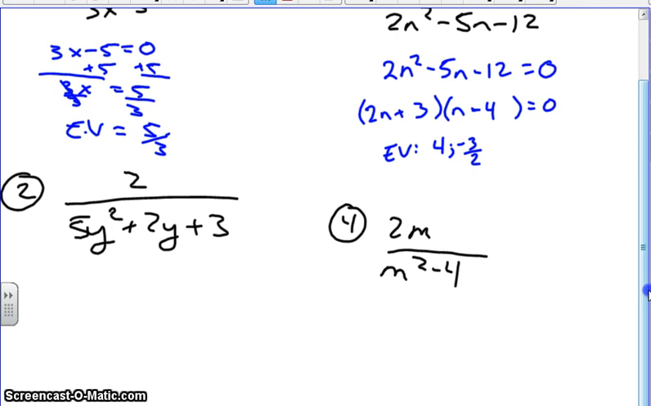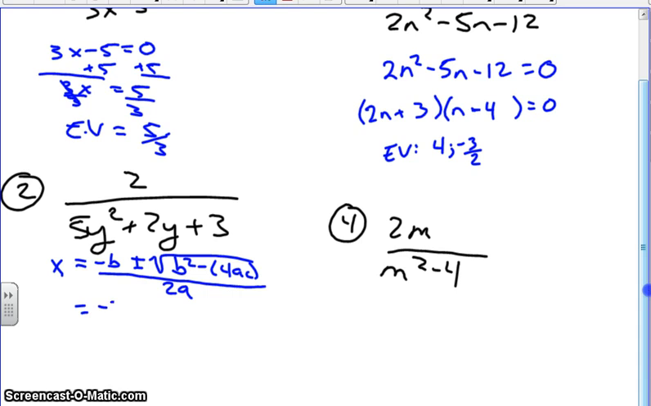Ready? x equals negative b plus or minus the square root of b squared minus 4ac, over 2a. Okay, so when we fill it in, what is negative b in this case? Negative 2. Negative 2 plus or minus the square root of 2 squared, which is 4, minus 4 times 5, which is 20, times 3 is 60. Interesting. Over 2 times 5, which is 10. What do you notice about the discriminant, the value that's in the radical?